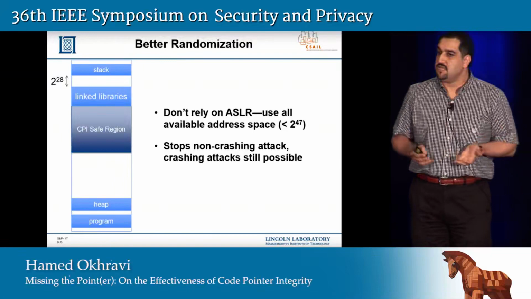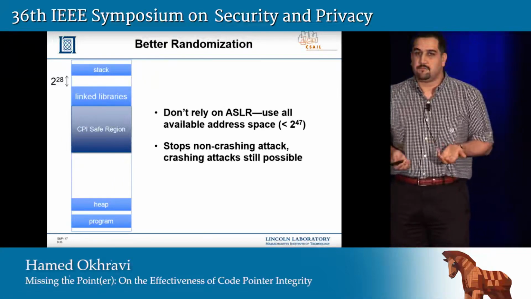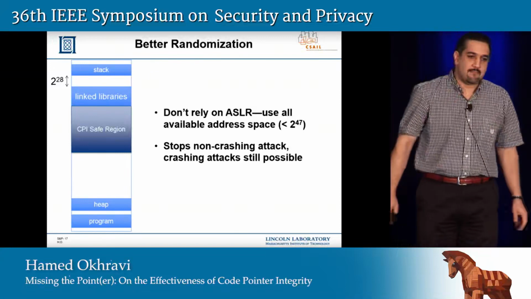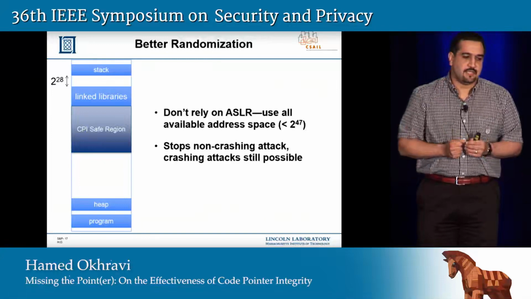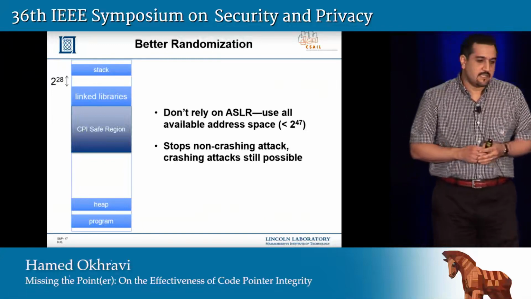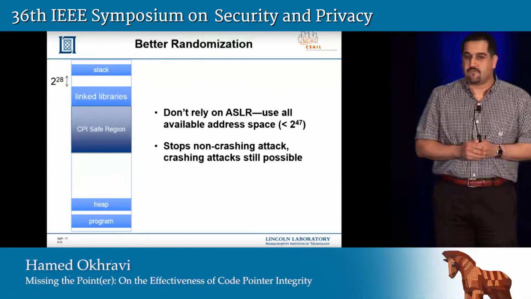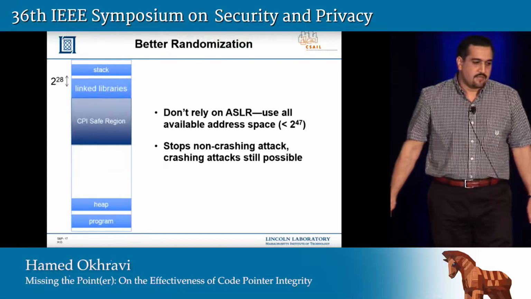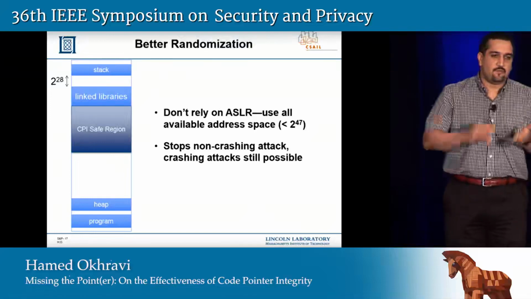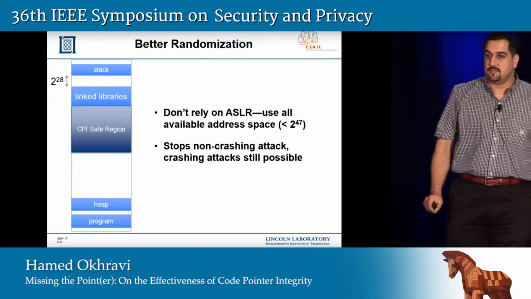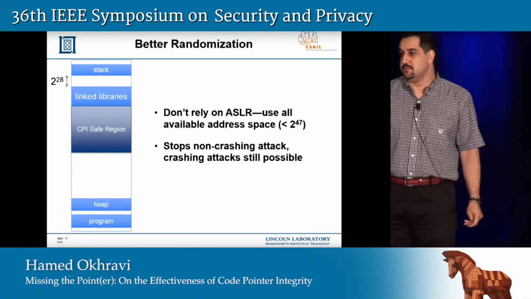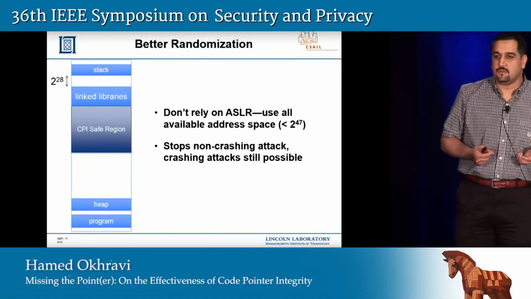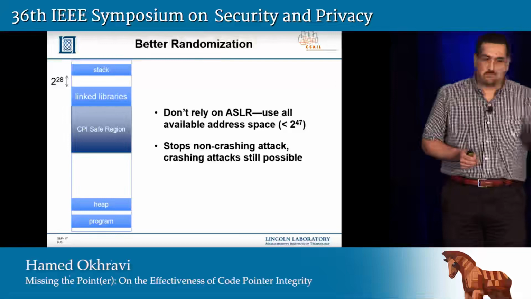So the default implementation relies on system ASLR, which has 28 bits of entropy for the start address. But what if we don't do that? What if we use the entire mmap region, the entire region that's available to us, which is roughly 47 bits of addressable space, and then randomize the location of the safe region there. So instead of just having a little bit of entropy, we can use the entire address space. That is possible, and in that case, the non-crashing attack will be stopped. We cannot do this without causing a crash. But the crashing attack is still possible, and on average, it will cause 16 crashes, even with this randomization.